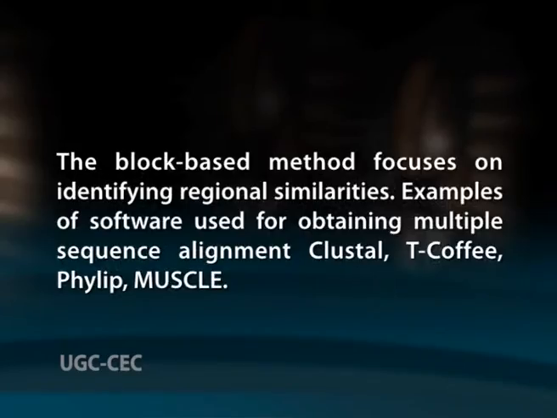Both exhaustive and heuristic approaches are used in MSA. The exhaustive alignment method involves examining all possible aligned positions simultaneously. Heuristic algorithms fall into 3 categories: progressive alignment type, iterative alignment type and block-based alignment type. The progressive method is a stepwise assembly of multiple alignment according to pairwise similarity. The iterative approach works by repetitive refinement of suboptimal alignments. The block-based method focuses on identifying regional similarities. Examples of software used for obtaining multiple sequence alignment: Clustal, T-Coffee, Phylip, Muscle.